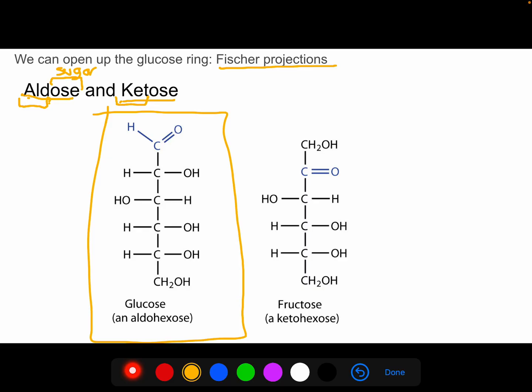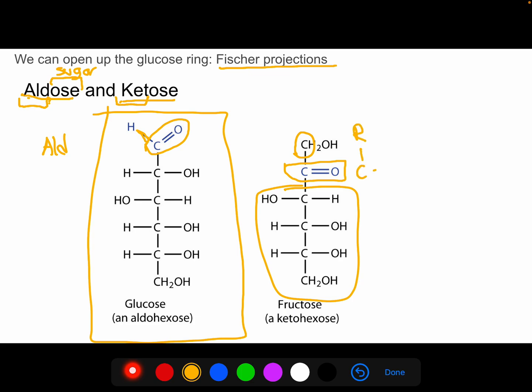Both of them contain a carbonyl carbon, right? This is a carbonyl carbon. If one side of the carbonyl carbon is attached to hydrogen, that's an aldehyde. For a ketone, the carbonyl carbon is attached to carbon on both sides. This part is already carbon, so this is R, C double bond O, R. And this is H. So this is an aldehyde, this is a ketone. So this is a ketone sugar, this is an aldehyde sugar.